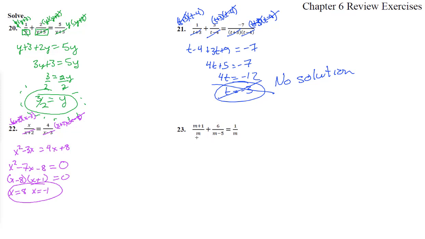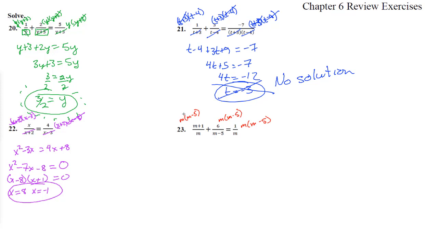Looks like the common denominator is m times m minus 5. So let's remove all fractions. Now you could add these, an m minus 5 here and an m there, and add them with a common denominator. But this will do that and get rid of the denominator at the same time. So let's times everything by m, m minus 5. So we times each term.